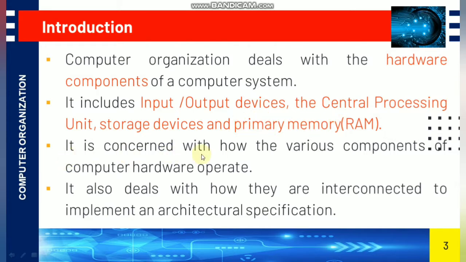It is concerned with how the various components of your computer hardware operate. It also deals with how they are interconnected to implement an architectural specification. In this lesson, we are going to deal with how these hardware components are interconnected to implement an architectural specification. You have two terms, computer architecture and computer organization. Architecture is nothing but the designing part.